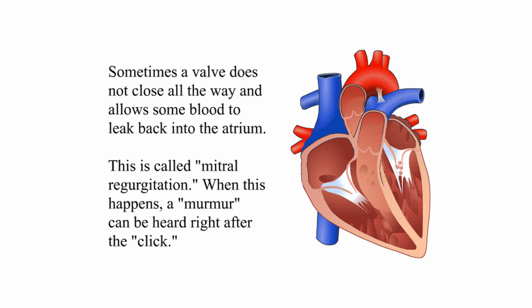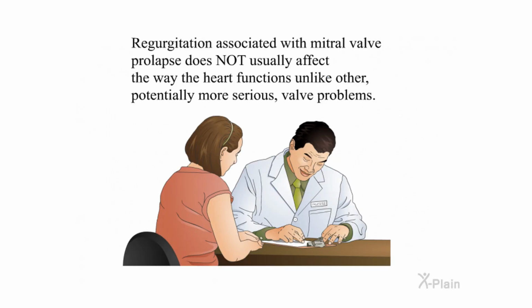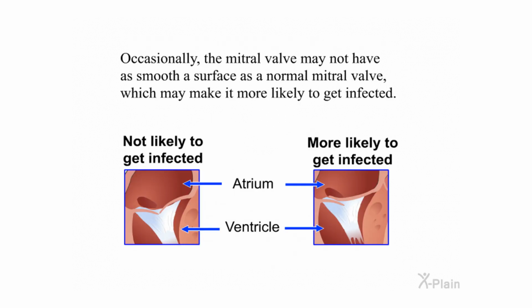Sometimes a valve does not close all the way and allows some blood to leak back into the atrium. This is called mitral regurgitation. When this happens, a murmur can be heard right after the click. Regurgitation associated with mitral valve prolapse does not usually affect the way the heart functions, unlike other, potentially more serious valve problems. Occasionally, the mitral valve may not have as smooth a surface as a normal mitral valve, which may make it more likely to get infected.